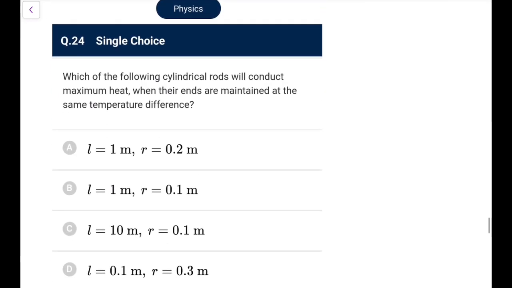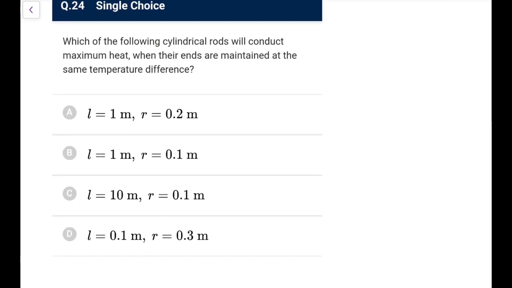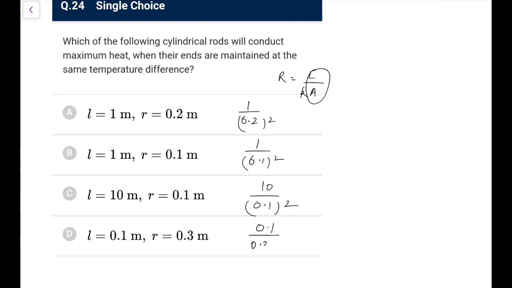Next, which of the following cylindrical rods will conduct maximum heat when the rods are maintained at the same temperature? So basically what you need to remember, I suppose both will be of the same material, so resistance is L upon KA. So we have to check the ratio of L by A. Here we have 1 upon 0.2 square, here 1 upon 0.1 square, here 10 upon 0.1 square, and here 0.1 upon 0.3 square. So we need R to be minimum. Out of these three, this is the lesser one.